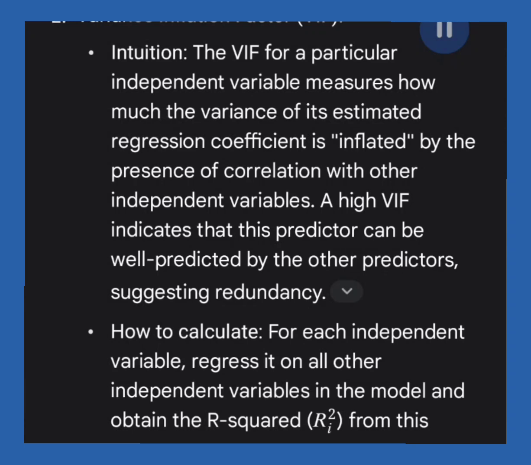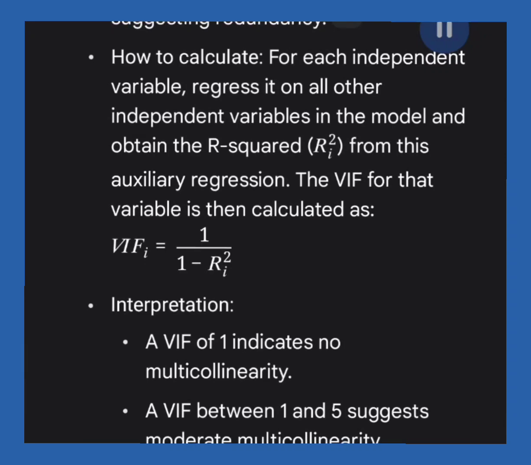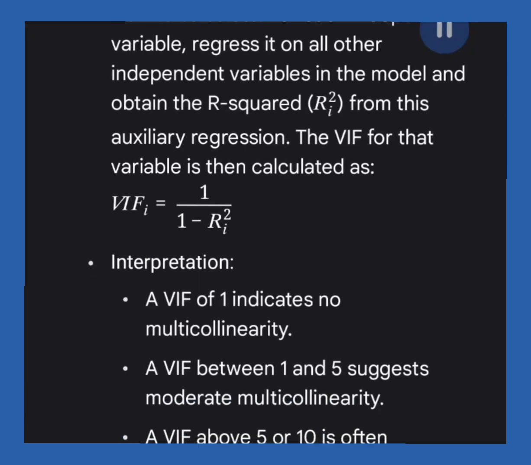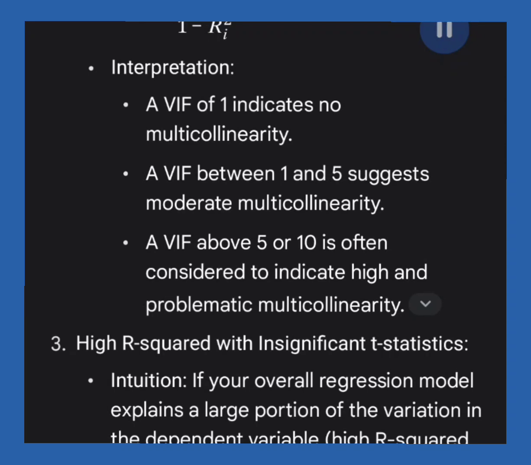How to calculate? For each independent variable, regress it on all other independent variables in the model and obtain the R-squared, R_i², from this auxiliary regression. The VIF for that variable is then calculated as 1/(1 - R_i²). Interpretation: a VIF of 1 indicates no multicollinearity. A VIF between 1 and 5 suggests moderate multicollinearity. A VIF above 5 or 10 is often considered to indicate high and problematic multicollinearity.